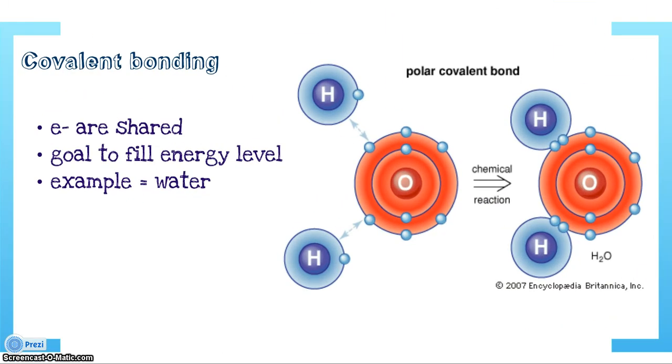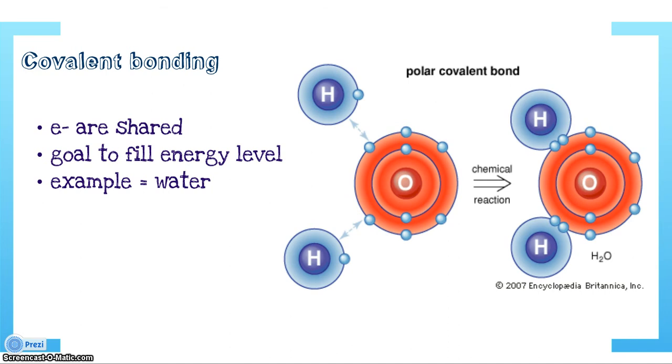There are 2 main types of bonding. One is covalent and one is ionic. I'm going to discuss covalent bonding first. Covalent bonding is when electrons are shared, and the goal is to make sure that that outer energy level is full. And again, we're going to use water as our example.